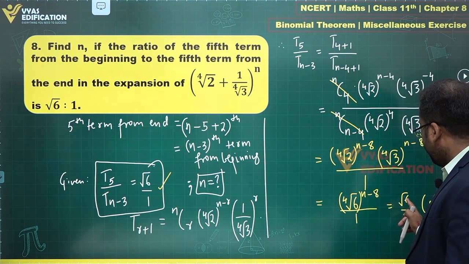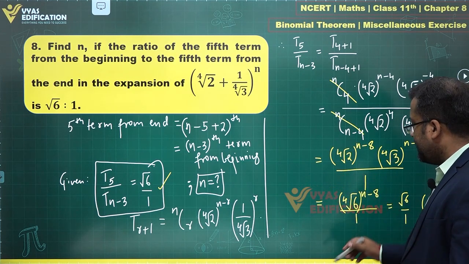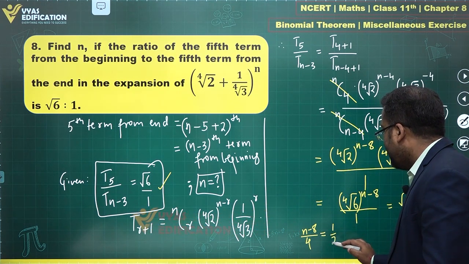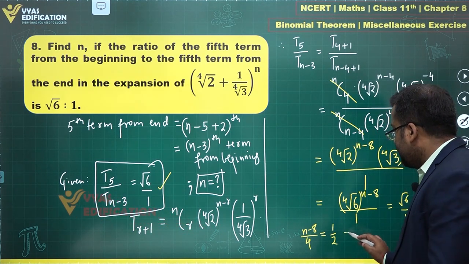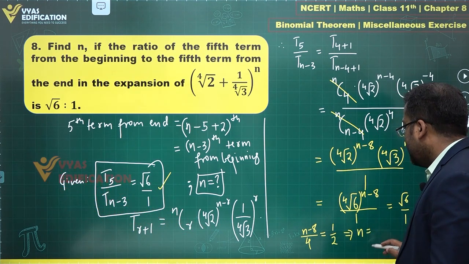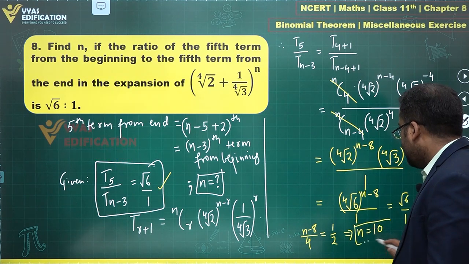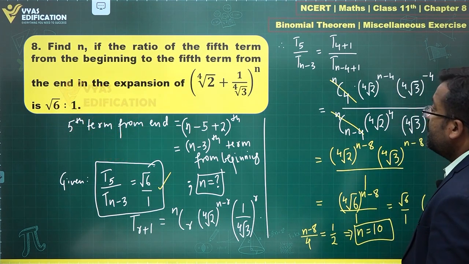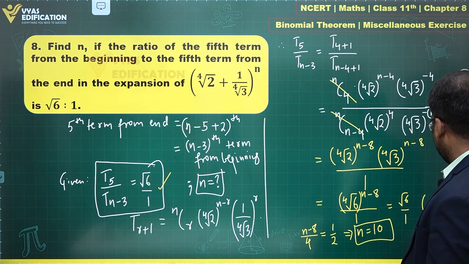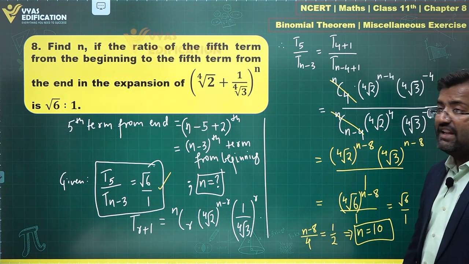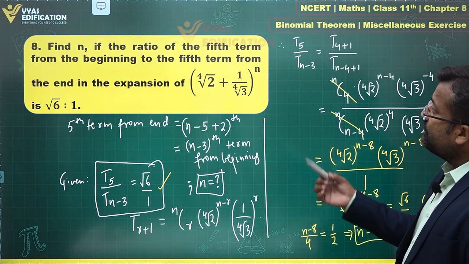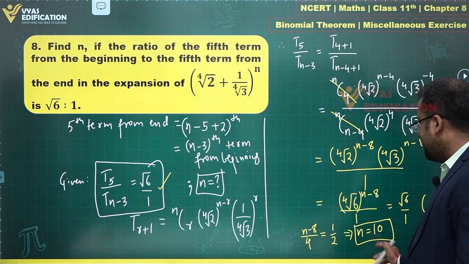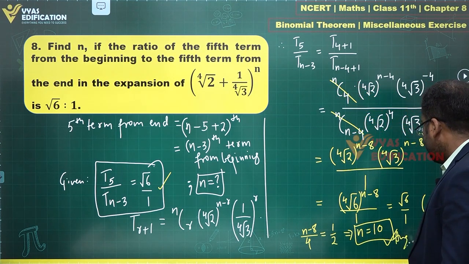So this is 6 power 1 by 2 and this is 6 power n minus 8 upon 4. Therefore, n minus 8 upon 4 is equal to 1 by 2. And this gives me the value of n as 10. The value of n that we get is 10, and that was what was being asked. n minus 8 by 2 becomes 2, and 2 plus 8 is 10. And yes, that is my answer for this question.